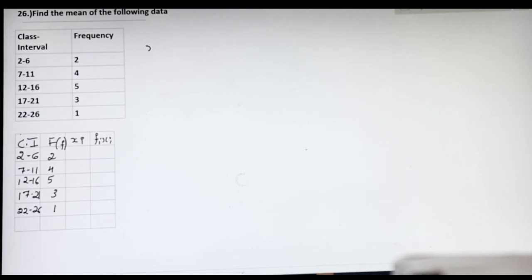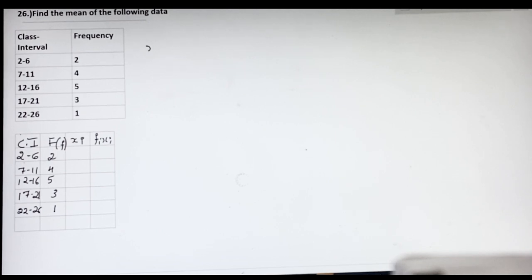Okay, and in the xi, that is column 3, xi is nothing but the midpoint. So how do we find the xi values? In the class interval, we have the range, right? So here we have range 2 to 6. To find the xi value, we need to add the range and divide the sum by 2.